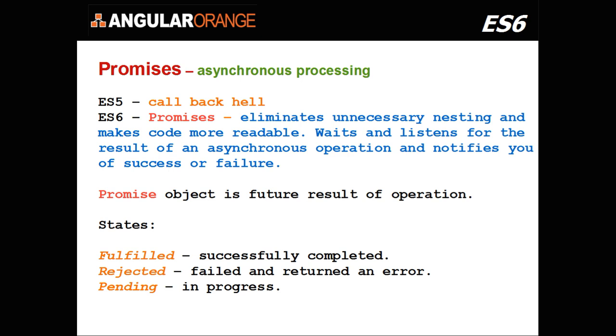Okay, promises. Promises are asynchronous processing. ES5 is callback hell. We know what that is. ES6 is this thing called promises, and it eliminates unnecessary nesting and makes code more readable. It waits and listens for results of an asynchronous operation and notifies you of success or failure. A promise object is the future result of the operation, and it has three possible states. Either it's successfully completed, in which case it's fulfilled, it's rejected, which means it failed and returned an error, or it's pending, it's still in progress.